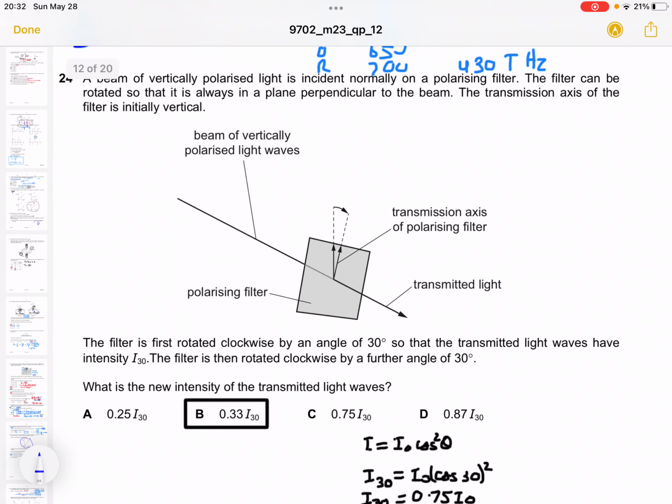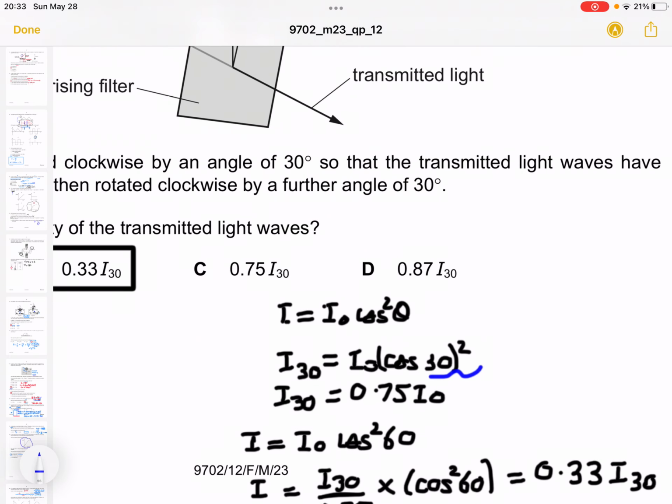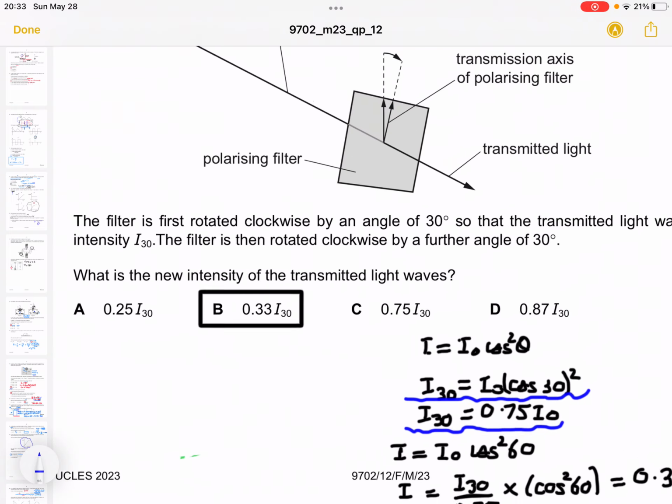Question number 24 says that a beam of vertically polarized light is incident normally on a polarizing filter. The filter can be rotated. The filter is first rotated by an angle 30 degrees so that the transmitted light has intensity I30. So I30 is basically I naught into cos 30 whole squared, which is I30 is 0.75 I naught.